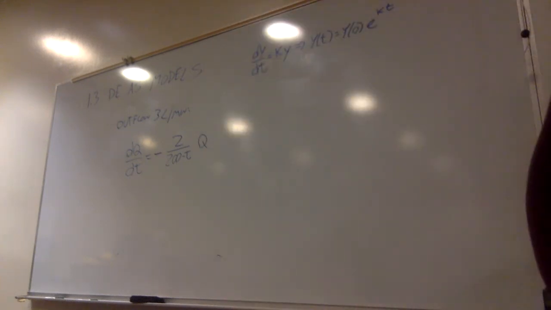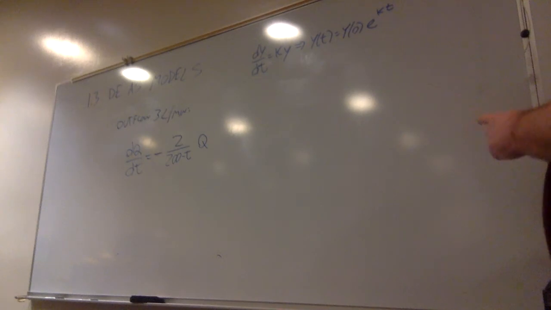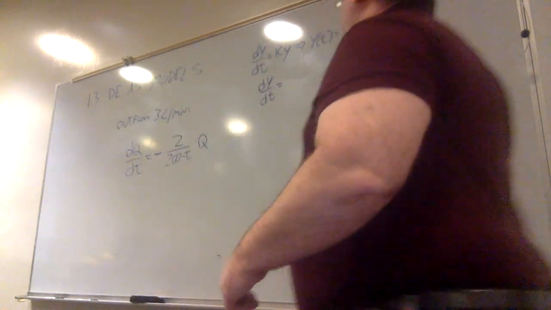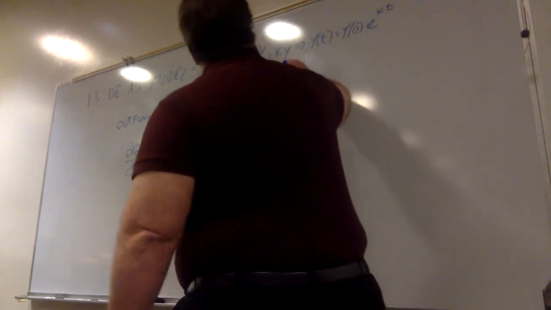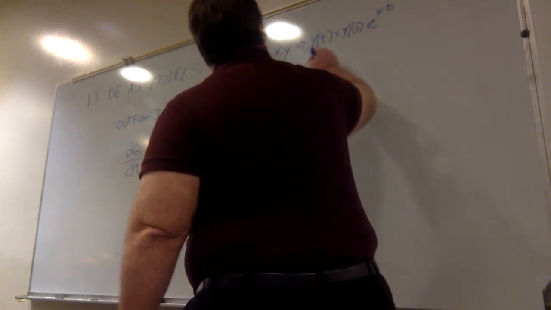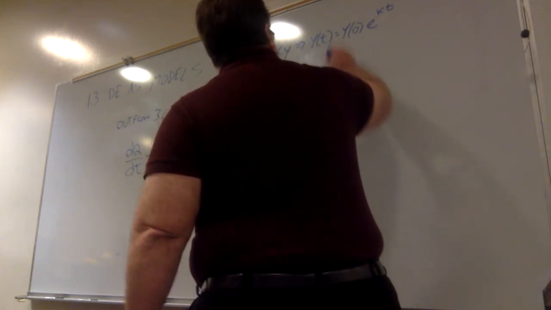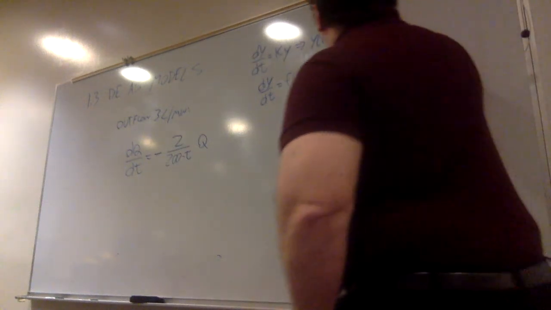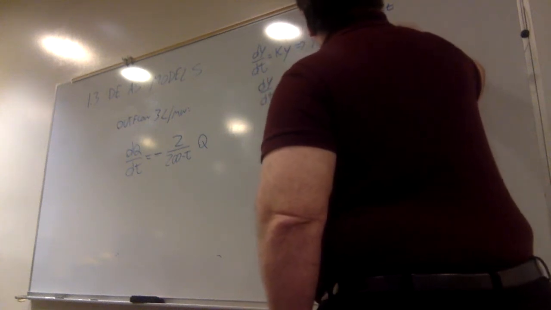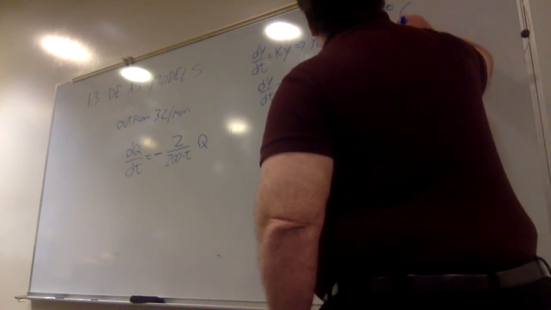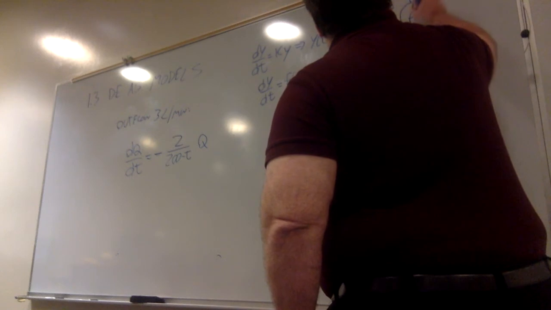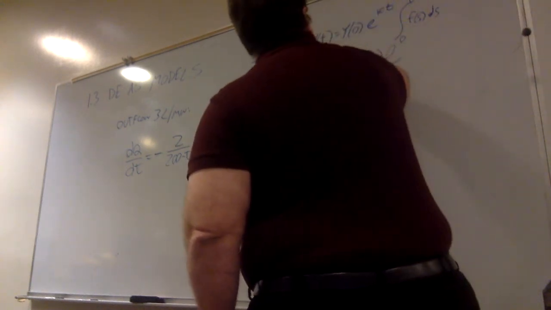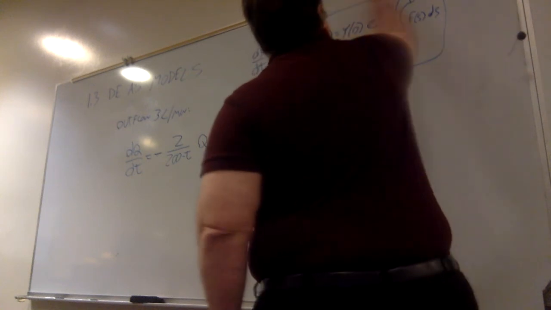Okay. Now, if I complicate that situation a little bit, so that dy/dt is not a constant times y, but it's some function of t times y, so f of t times y, then the solution formula in that case is again the initial value times e to the integral from 0 to t of f of s ds. Okay, let me put a box around that.